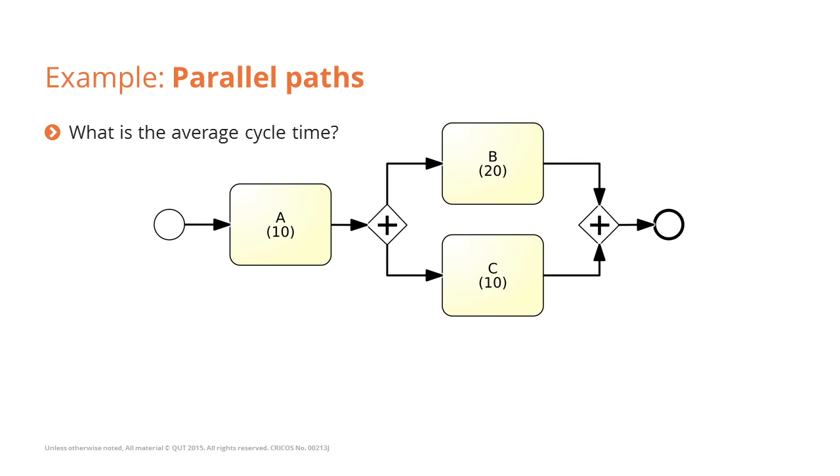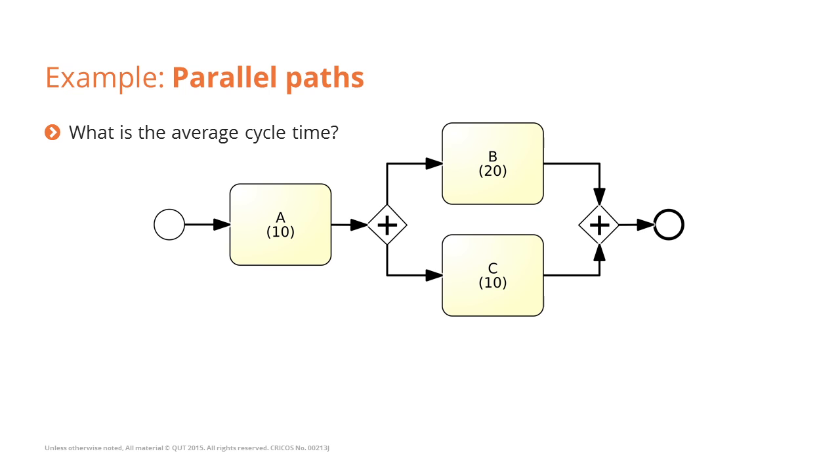Now, let me consider the case where I have parallel paths in the process rather than alternative paths. I can wonder then, what is the cycle time of a process where I have first A and then I have B and C in parallel? Now, the first thing is to determine what is the cycle time of this region here where we have B and C.